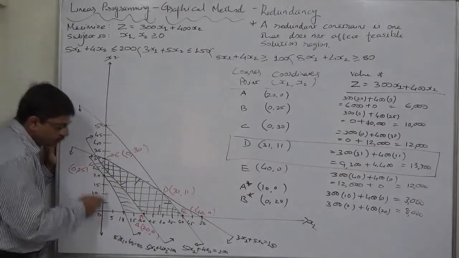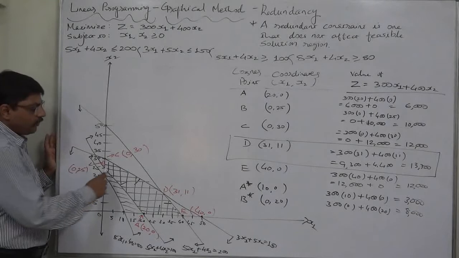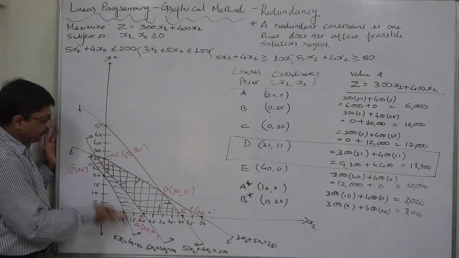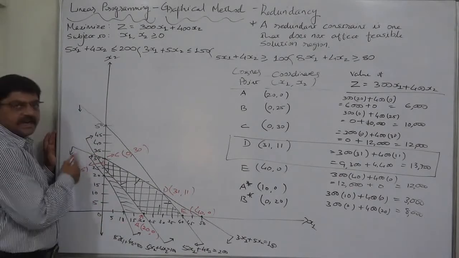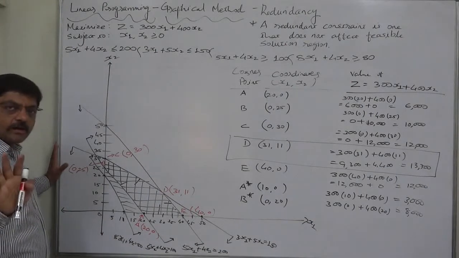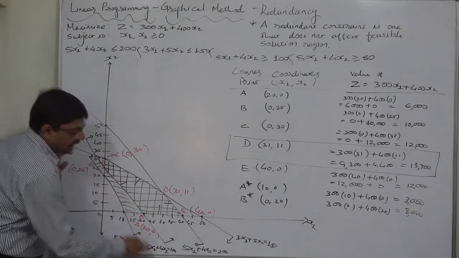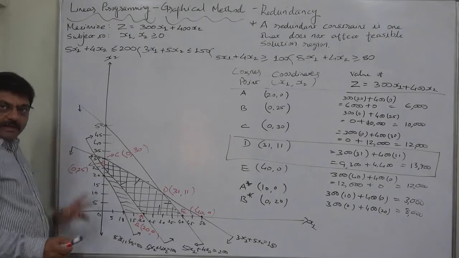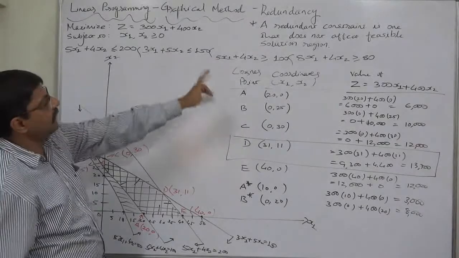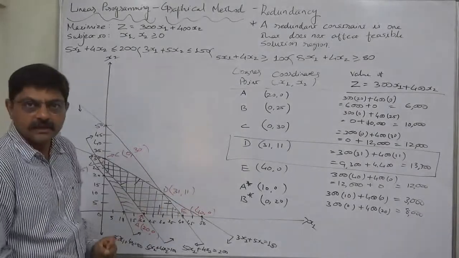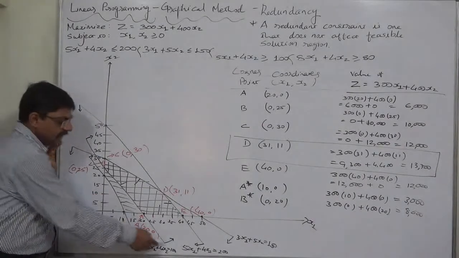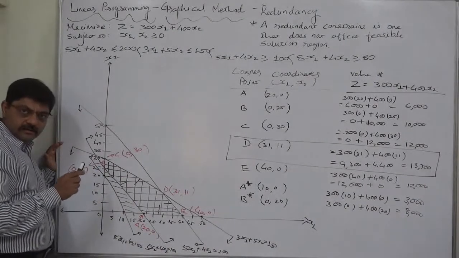Since this is actually on the outer side of, say, the common region of all the constraints, I personally prefer to consider this constraint as the redundant constraint. But it is not compulsory. Any one of us can treat this constraint as the redundant constraint. But the ultimate thing is, a redundant constraint is one that does not affect feasible solution region. If we consider this constraint as a part of feasible region, then this automatically becomes a redundant constraint.